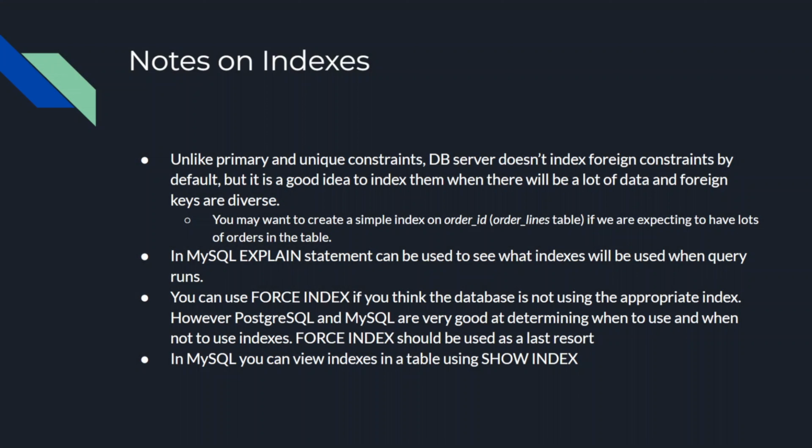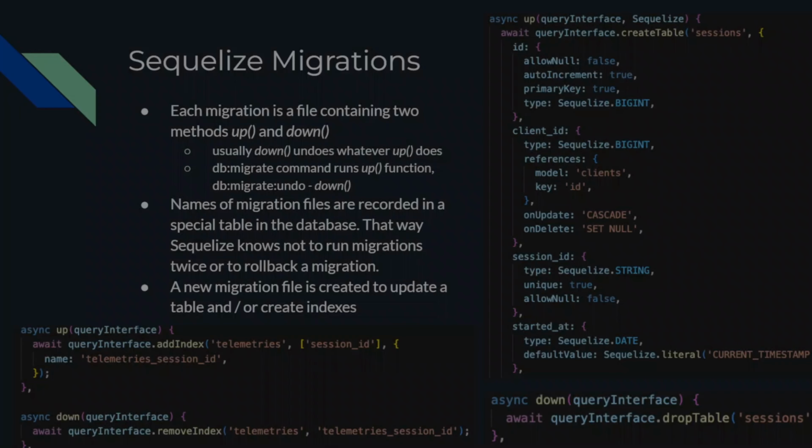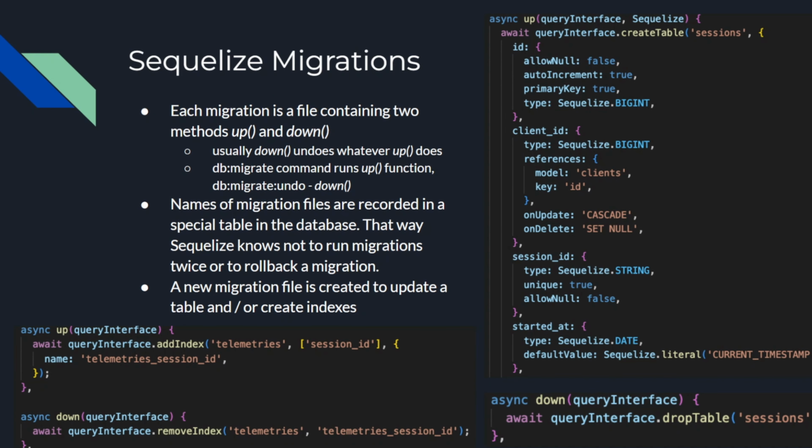Use explain. In databases like MySQL, you can use the explain statement to see which indexes will be used when a query is executed, helping you optimize query performance. Force index. Use with caution. While you can use force index to enforce index usage, it's generally best to let the database engine handle index selection. If you are using Sequelize, a popular Node.js ORM, migrations help manage your database schema changes over time.